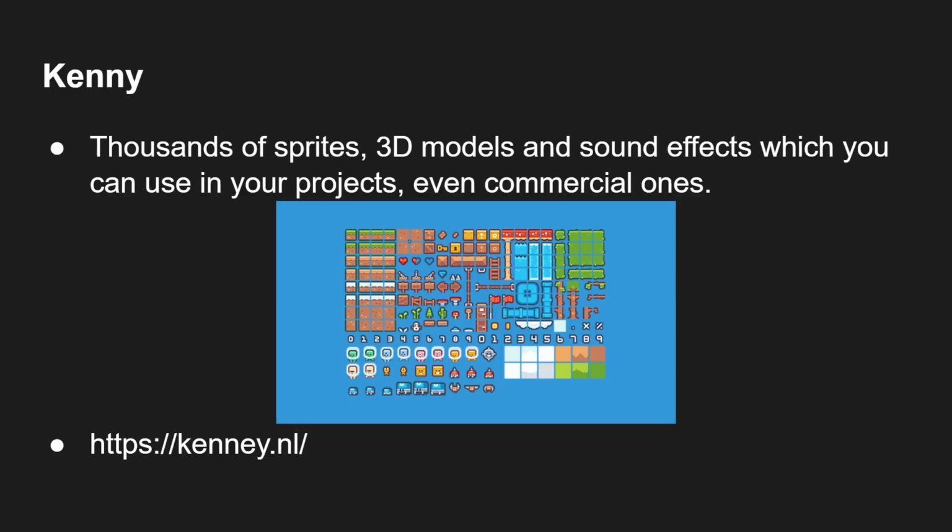Now, where am I getting all these pictures from? Well, this is a great website called kenney.nl. You can see the URL at the bottom. Thousands of sprites, 3D models, sound effects, which you can use in your projects, even in commercial ones. And here's a quick shot, and you can see some of the aliens and platform stuff that we're using in this game. Go over there, just download whatever you need and start using it in your games.